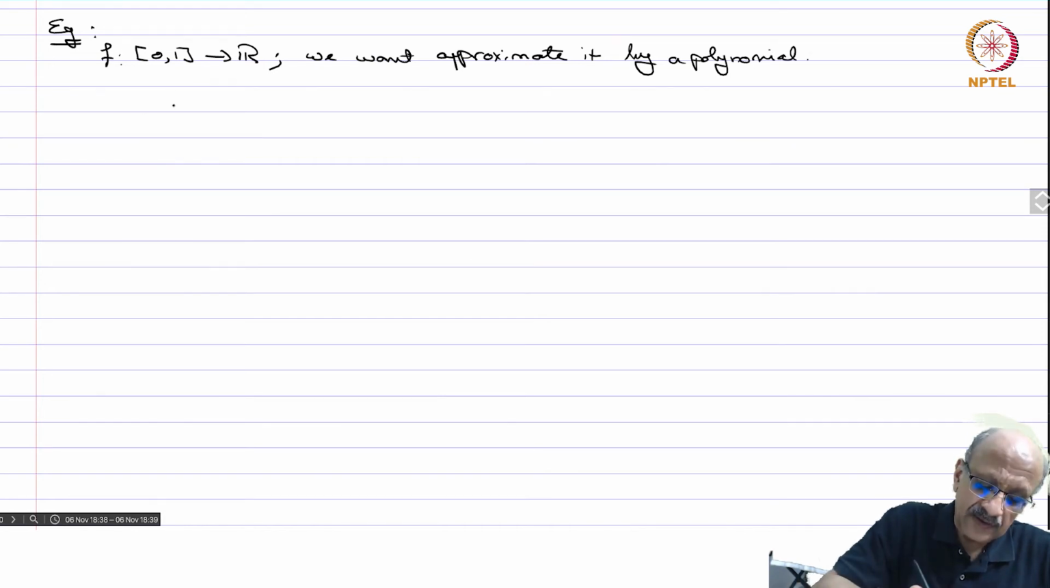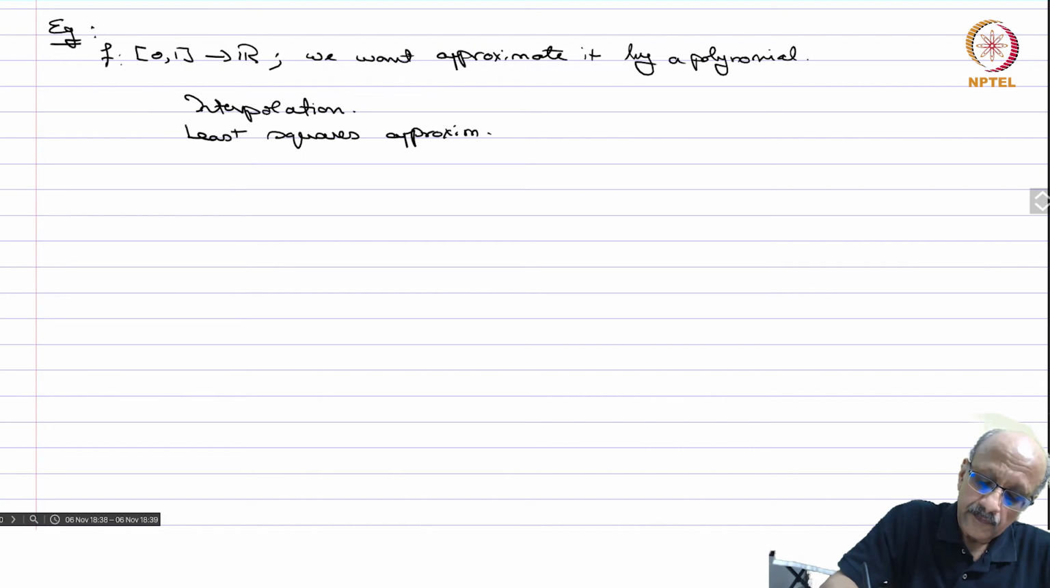So you know various things. There are various methods, Lagrange interpolation is one way. Another method is least squares approximation. What is the least squares approximation?